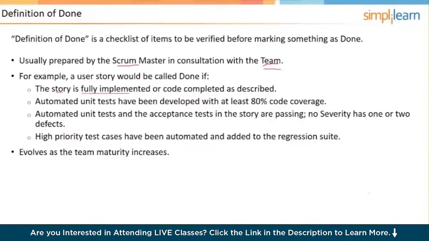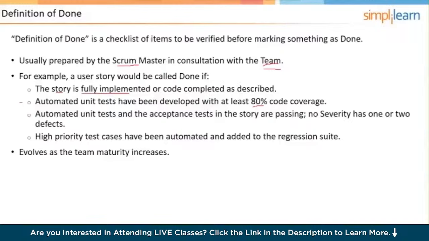So here's a short list of what a definition of done could look like. The story has been fully implemented or the code completed as described. Automated unit tests have been developed with at least 80% code coverage. It could be more than that. This is just an example. Automated unit tests and acceptance tests of the story are passing. No severity 1 or 2 defects.